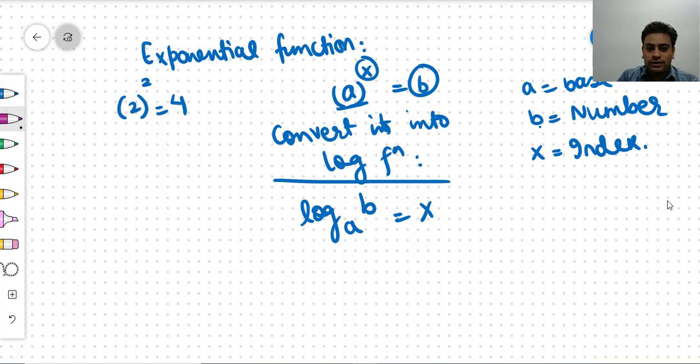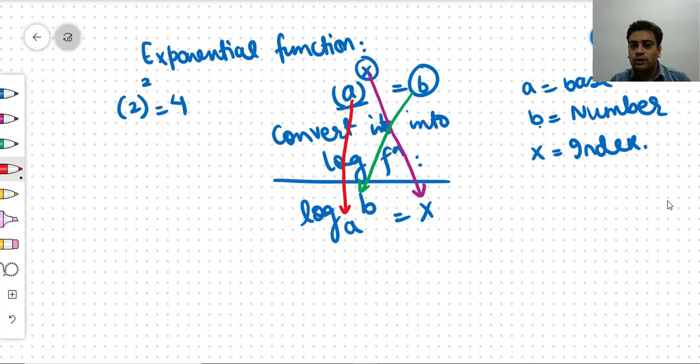If I show it with different colors, x comes on the right side and b, the number, goes on the left side, with the log, and a is the base. This is the way we convert our exponential function into a logarithm function. The number b goes with the log, and the index x is equal to the value of the log function.